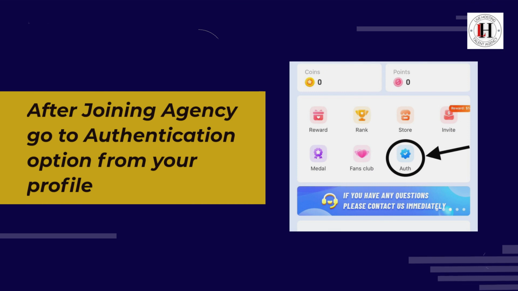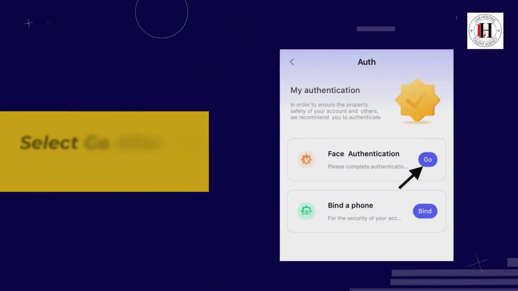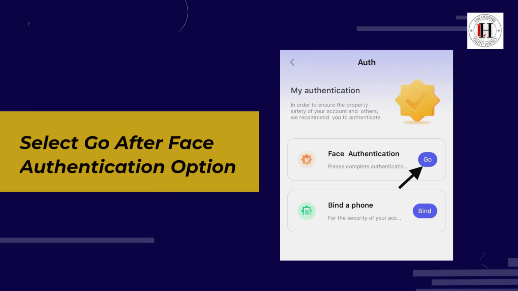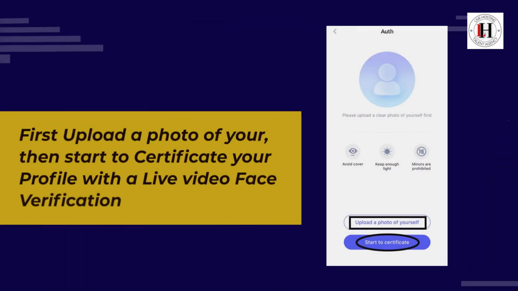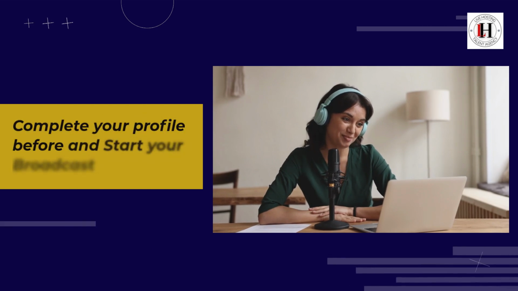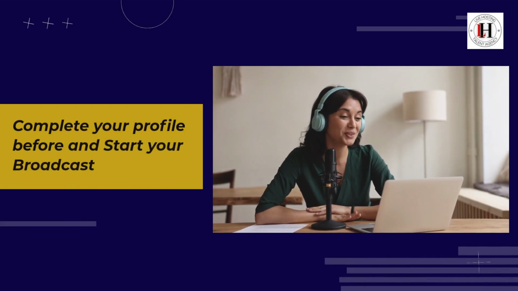After joining agency, go to Authentication option from your profile. Select Go after Face Authentication option. First upload a photo of yourself, then start to certify your profile with a live video face verification. Complete your profile before and start your broadcast.